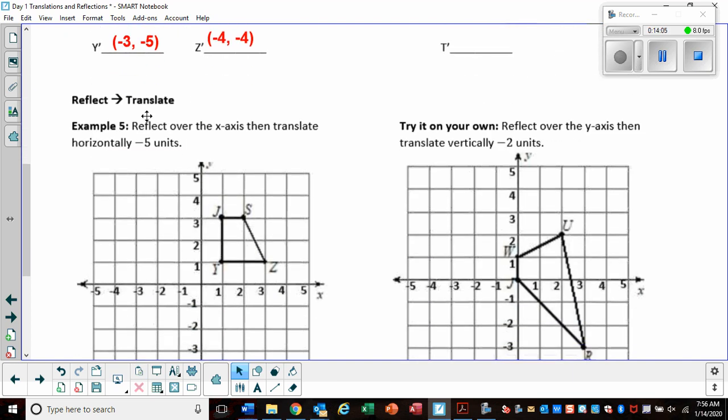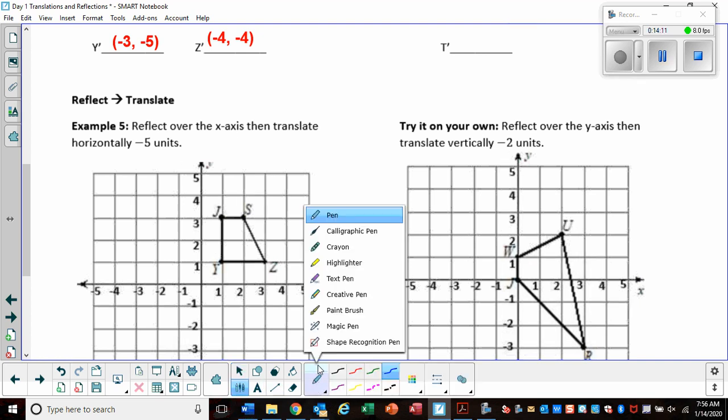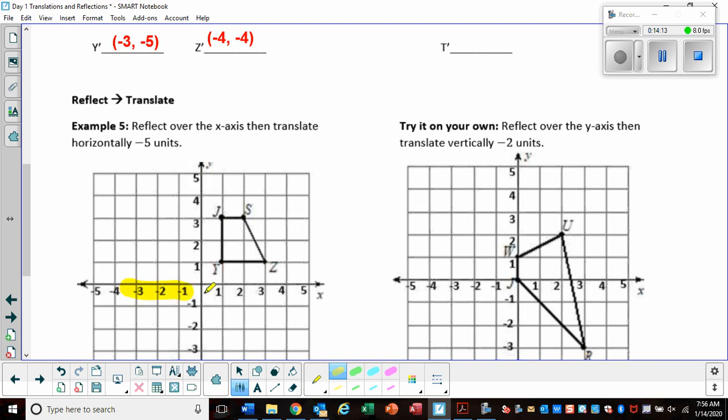Last example, we're going to reflect over the x-axis and then translate. So first we're going to reflect. X-axis is right here. So I highlight it. I'm going to reflect it down first. And it's just going to be over here. So I'm going to use my pen really quickly. I'm running out of time.